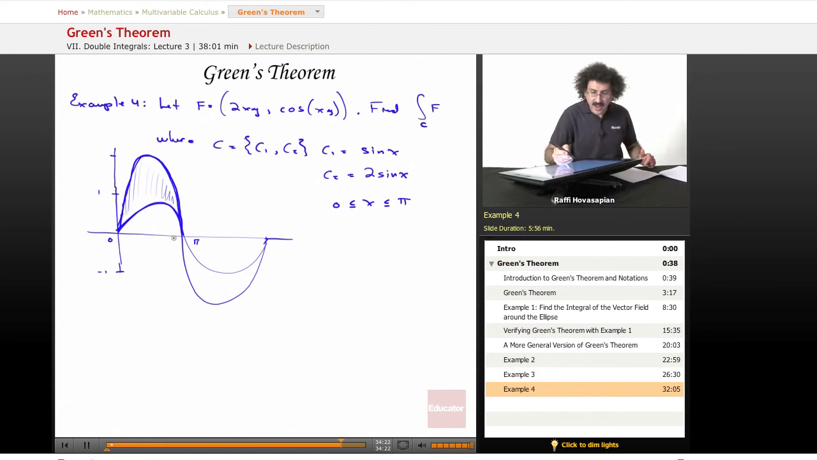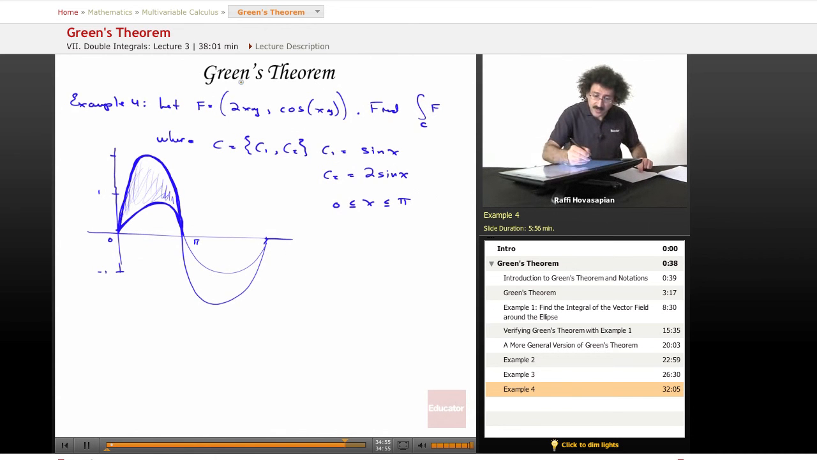So basically what they're asking me to do is find the line integral of this vector field around this path. I haven't drawn it very well, but that's it. So instead of doing the line integral, we're going to use Green's theorem, and we're going to integrate over the area enclosed by that path. That's what we're doing. Okay, so let's go ahead and just work it out.